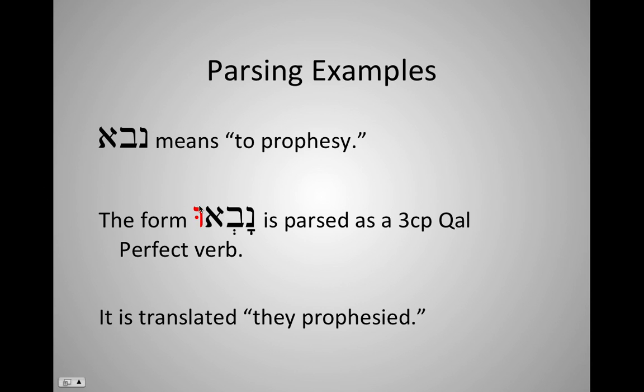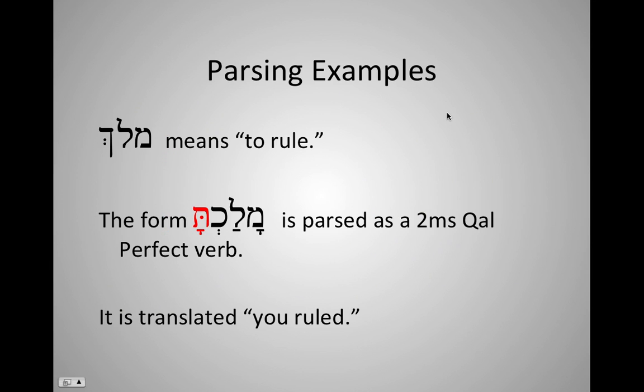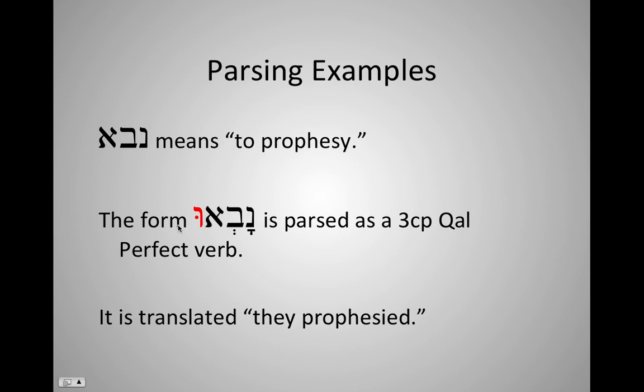We could add a shurik to the end of that, nava, and get navu, a shurik there on the end. The shurik, if we went back to our chart, we would see is our third common plural form, meaning we would have to insert the subject they in that particular translation. So navu, we know our subject is they, and we just turn the translation past tense, they prophesied. So that shurik just tells us it's a third common plural qal perfect verb.